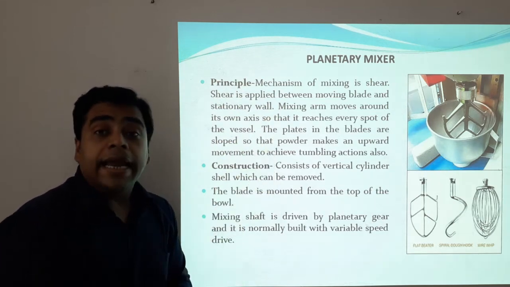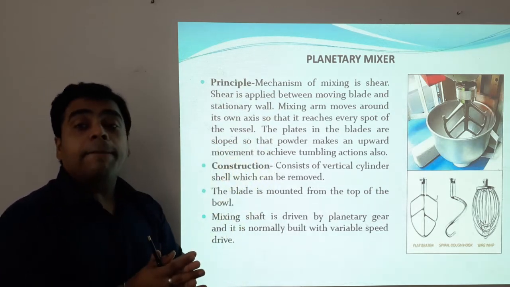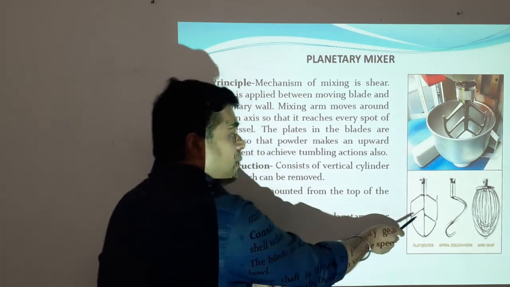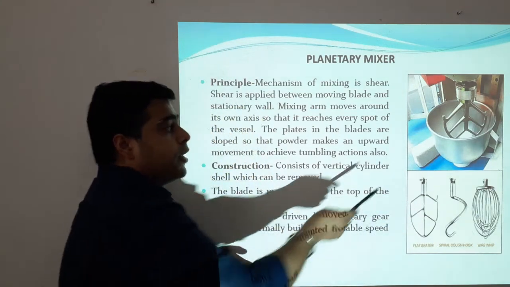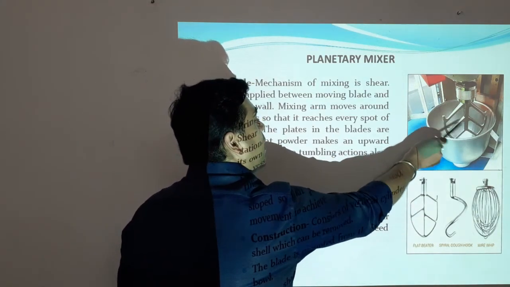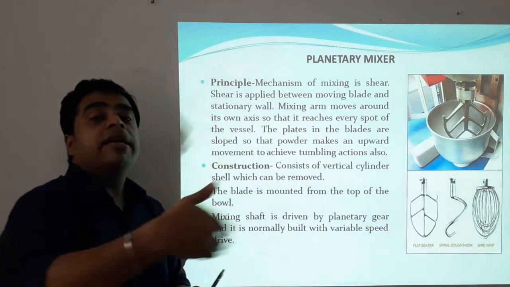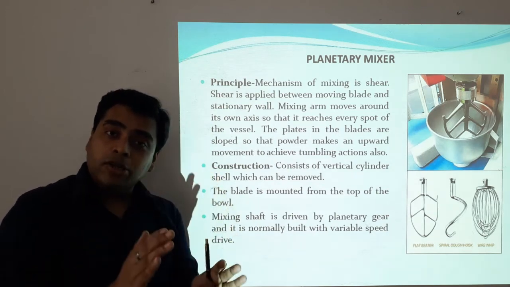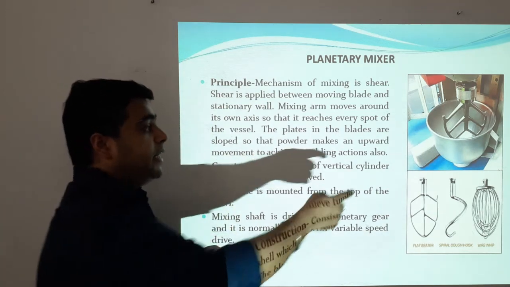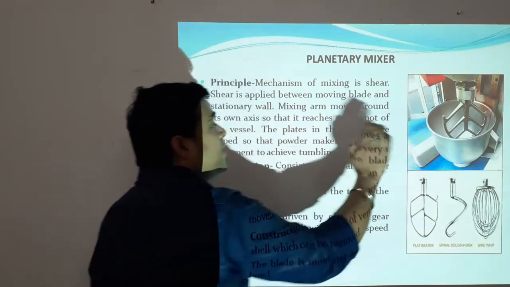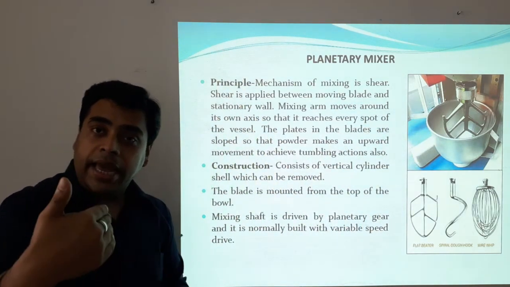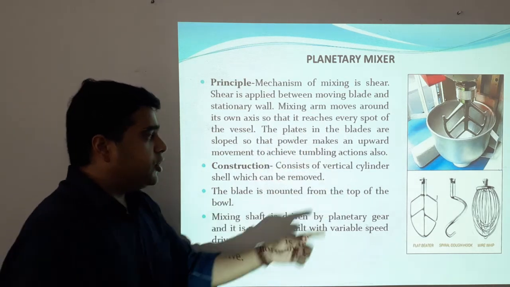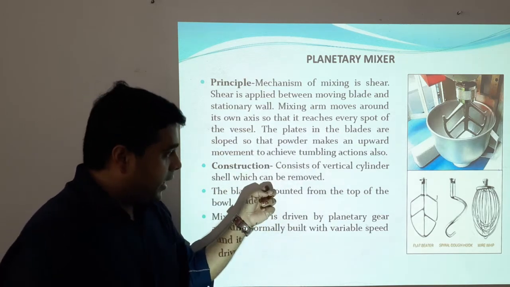The plates in the blades are sloped so that the powder makes an upward movement to achieve tumbling action also. Some of the blades are a bit sloped so that powders can pass through the perforations, and even tumbling action of the powders can be obtained. Tumbling action, which we generally know, happens only when the entire powder bed is rotating. But if this mixing blade provides that sloping action, then we can also obtain a tumbling action.